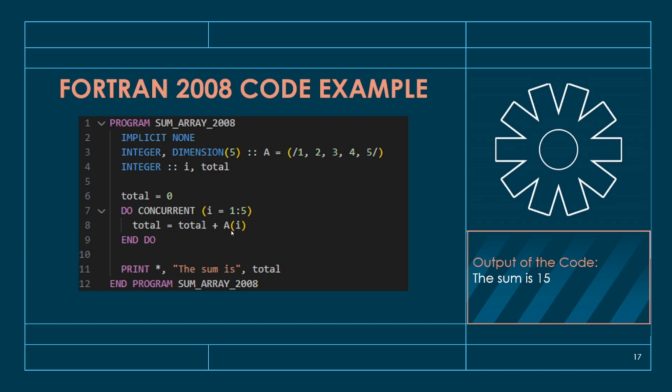So for each number between 1 and 5, 1, 2, 3, 4, 5, it's going to be pulling that number out of here, 1, 2, 3, 4, and 5, and adding that to the total. It's then again going to print the sum is 15, and it's going to end the program.